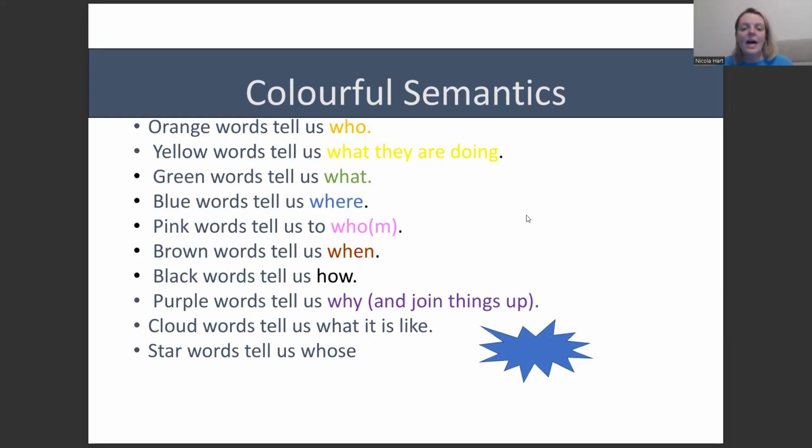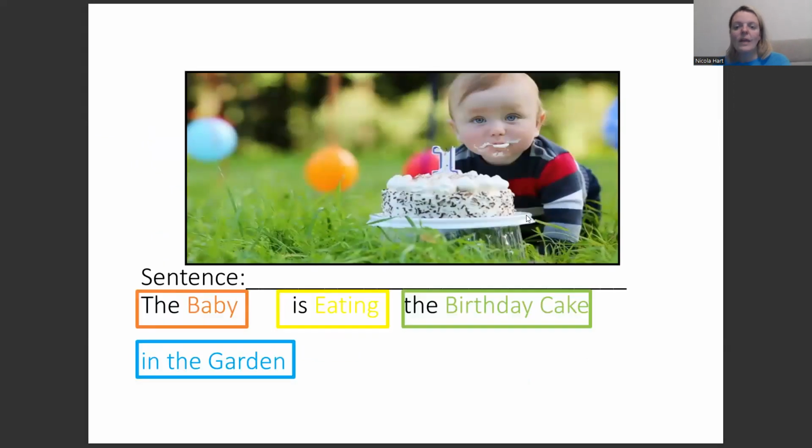I beg your pardon. And you can see it becomes quite complex, and you can use different symbols to indicate different structures in the sentence as well. Here is a written sentence that has been color coded. We're using a picture.